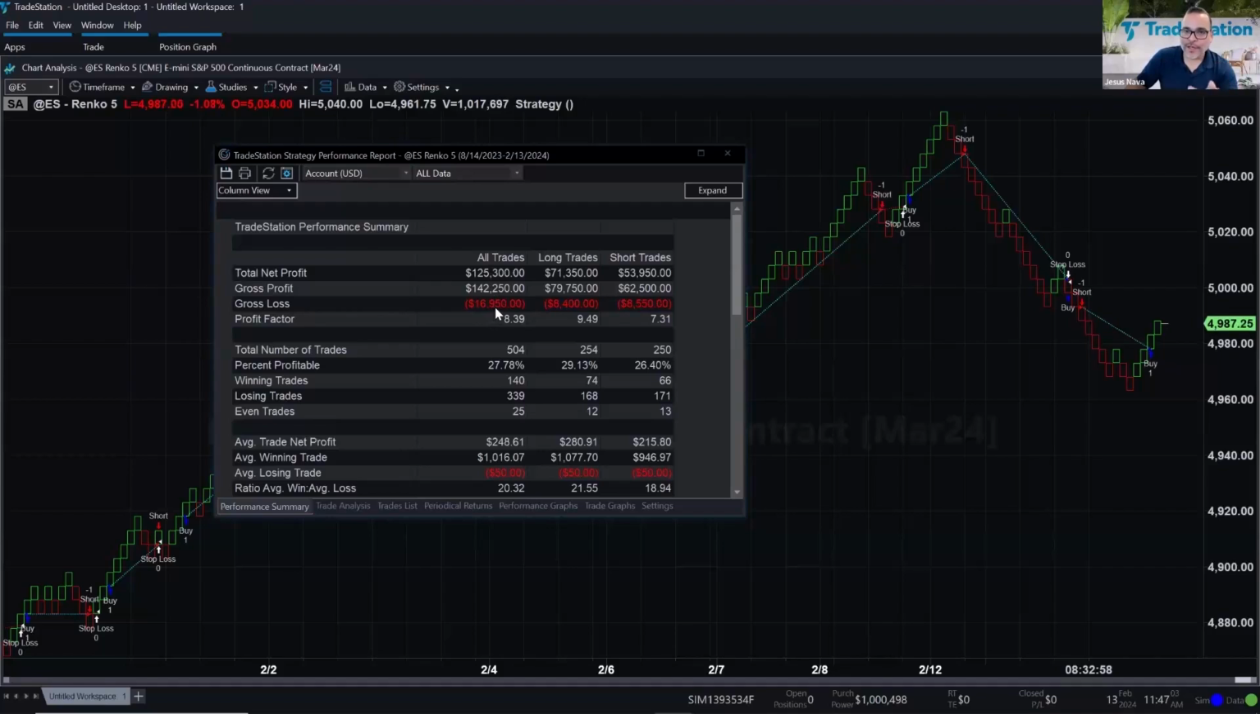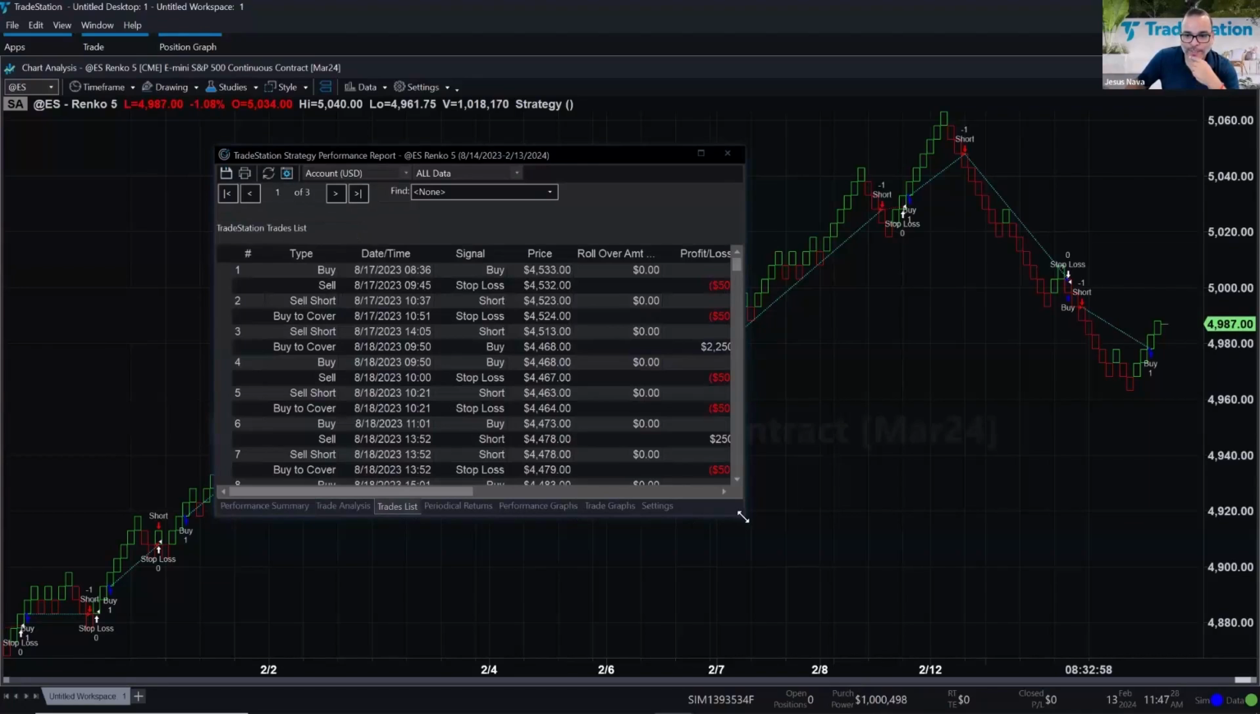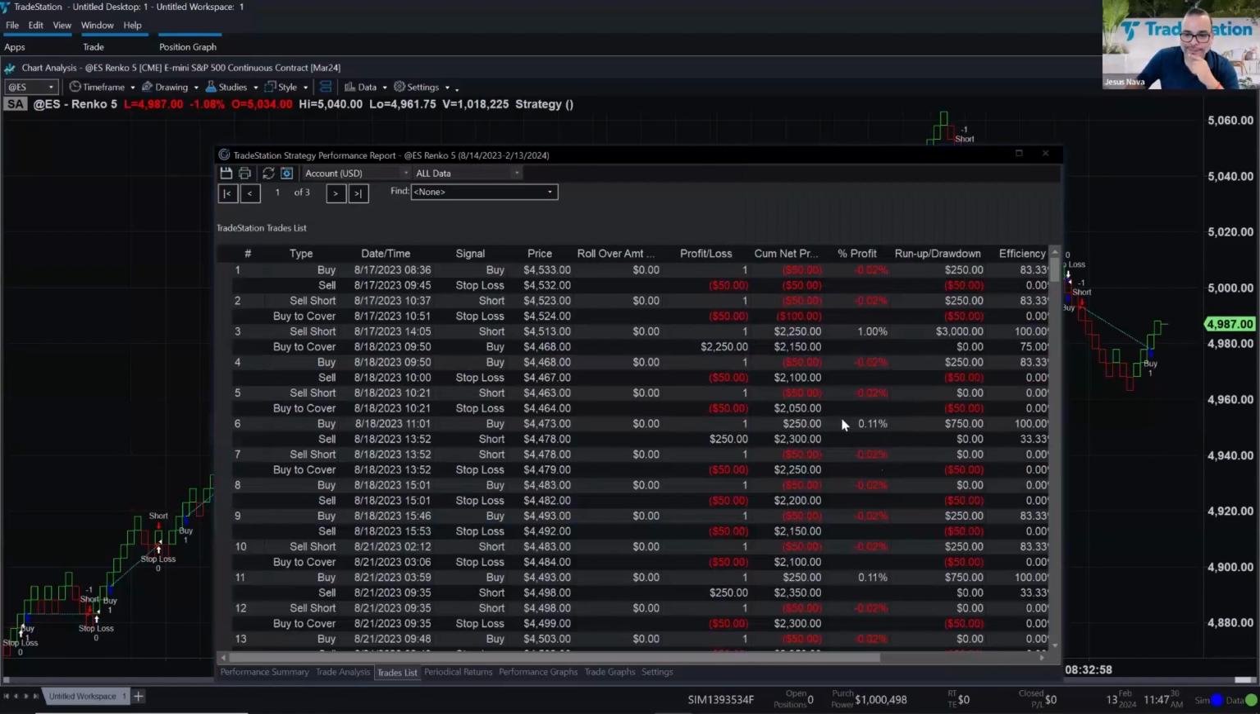Of course, that looks unrealistic, but a lot of traders may think, oh, this is a great strategy, but it's not. So be careful with results like this. If I come down here, take a look at my largest winning trade is 6,500, and my largest losing trade is $50. Not only is my largest losing trade $50, if I go to my trade list, and let me open this up, take a look at every losing trade: 50, 50, 50, 50, 50.